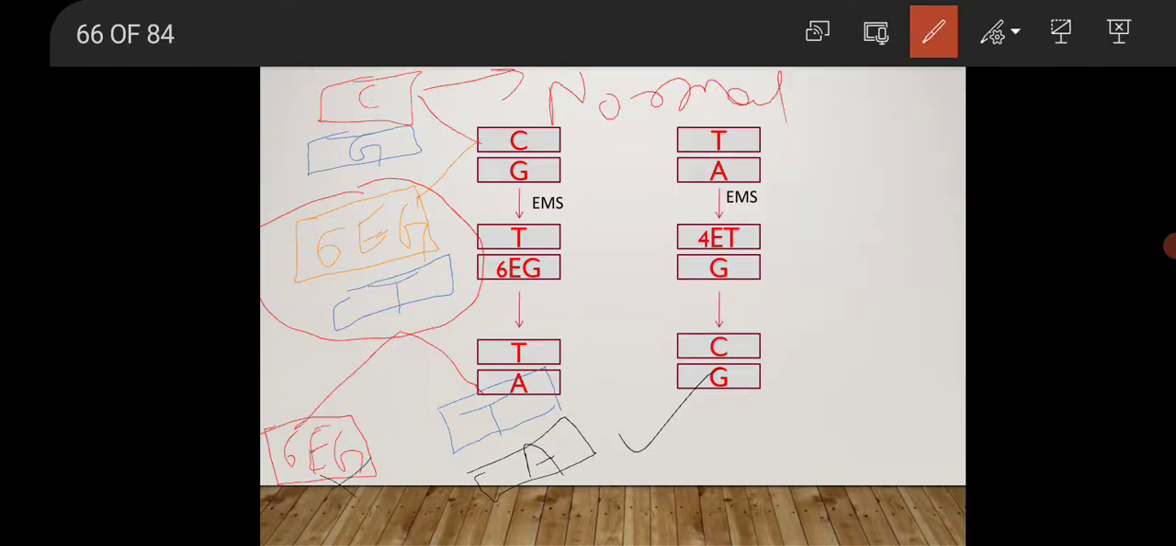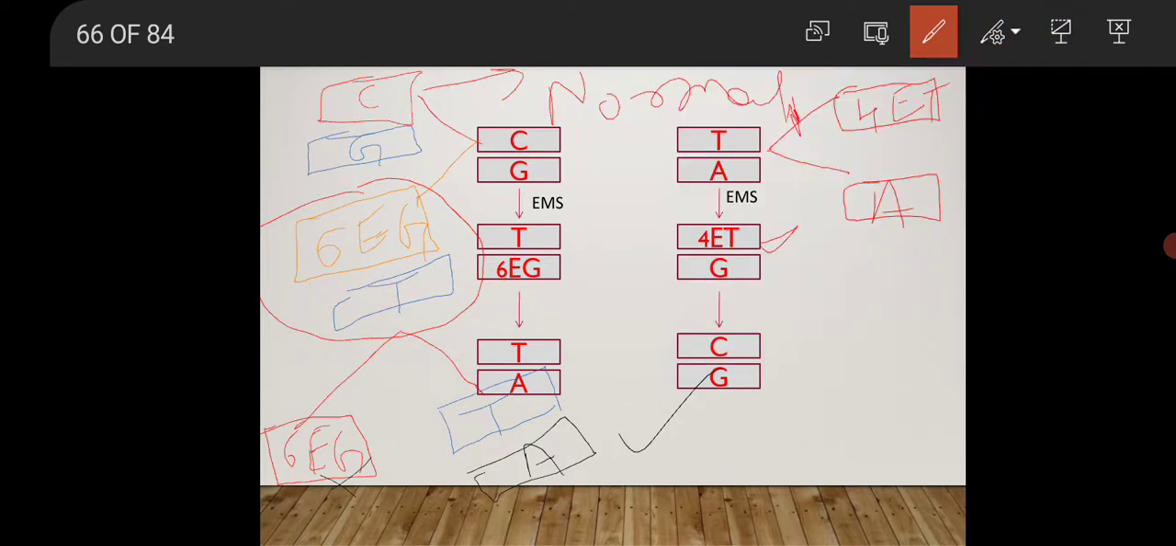So when you carry out the first replication, you will get the 2 separated strands. One will be adenine and the second will be your thymine. But here there is addition of the ethyl group to the thymine, so we will not write the thymine. Here there will be 4-ethyl thymine. Now we want to add the complementary. So how will the complementary be?